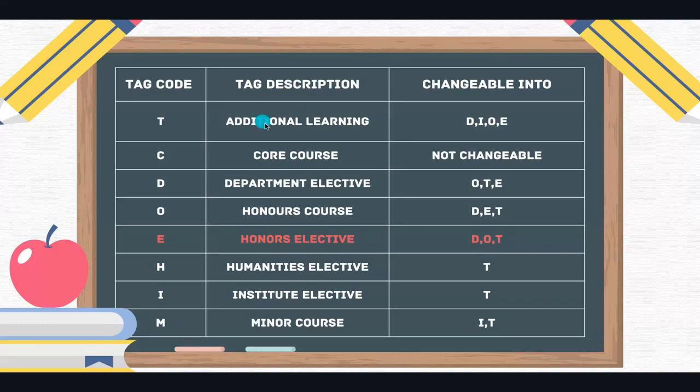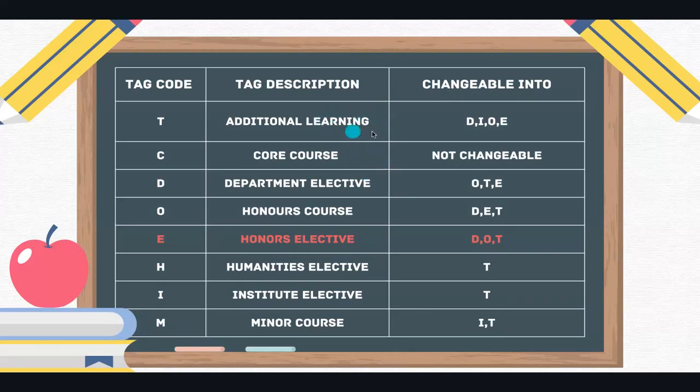So these are the tags. T is for additional learning, C is for core course, D is for department electives, O is for honors course, H is for humanities electives, I is for institute electives, and M is for minors course. While registering on the ASC, you will see these tags beside the courses you are registering for. You can choose the tag accordingly for your course, and then later retag it once the retagging window opens. This table describes which tag can be changed into which other tag. You can go through this table.